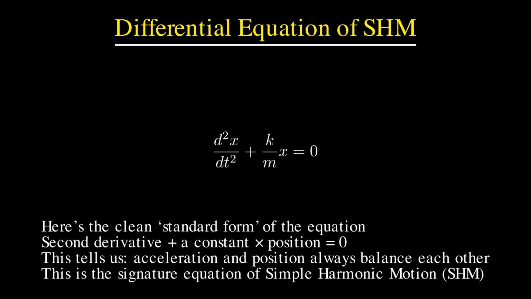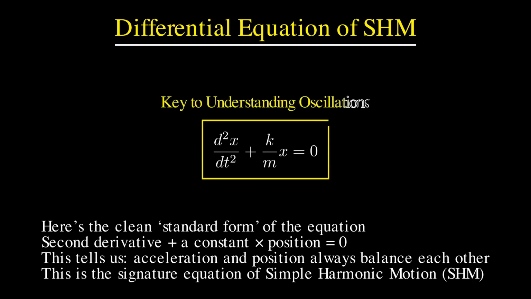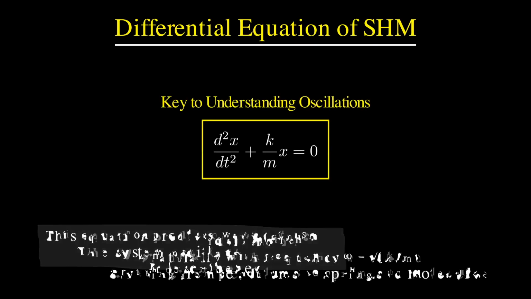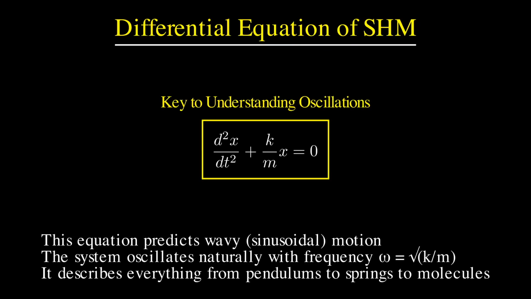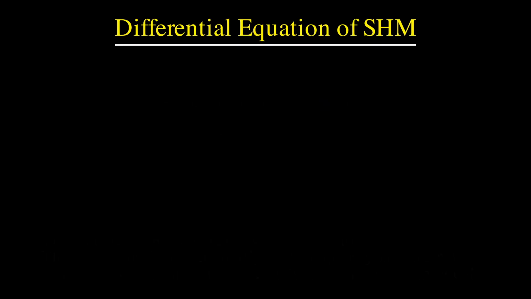Here is the clean, standard form of the equation. Second derivative plus a constant times position equals 0. Acceleration and position always balance each other. This is the signature equation of simple harmonic motion. This equation predicts sinusoidal motion. The system oscillates naturally, with frequency square root of k over m. It describes everything from pendulums, to springs, to molecules.